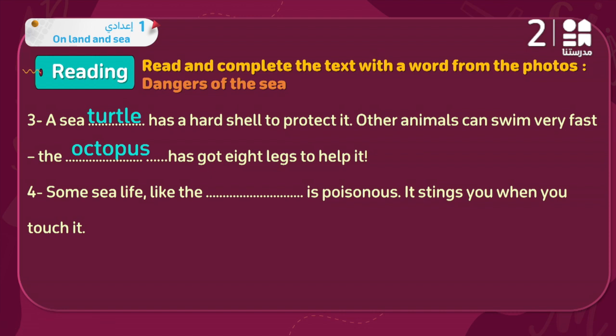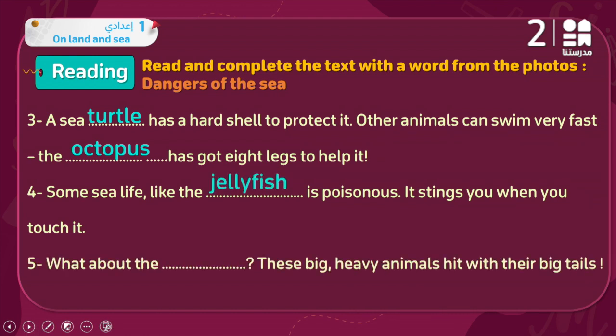Some sea life يعني نوع آخر من السي لايف أو الحياة underwater like the jellyfish is poisonous. إيه الشيء البويزونس أو السام؟ It stings you when you touch it. لما بنلمسه بيعمل sting أو بيلسع. It's what? Exactly, it's the jellyfish. What about the whale? These big heavy animals hit with their big tails. Hey, they are huge and have big tails. Of course, it's the whales. تمام، الحيتان.